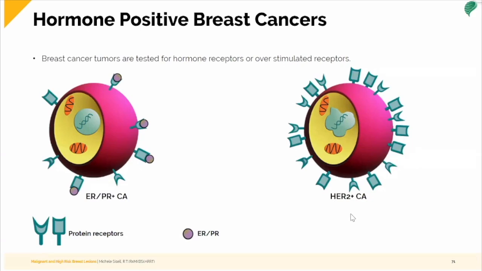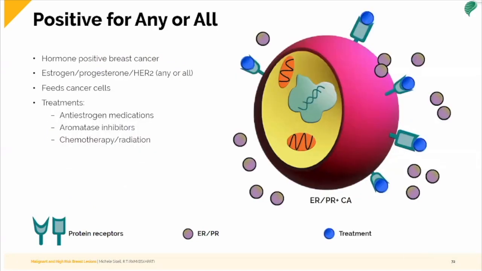This is also a hormone-positive breast cancer. This one's a little bit different in that the receptors on the breast cancer cell become overstimulated and there is overgrowth of that protein receptor. So therefore, it becomes a breast cancer. So hormone-positive breast cancers means estrogen, progesterone, or HER2, any one of those combinations, it could be any or all, are feeding the cancer.